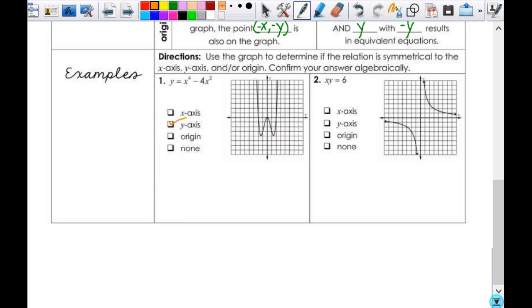So then we have to confirm this algebraically. If it has y-axis symmetry, our algebraic test, what do I replace? Do I replace x or y? X, because in the y-axis it's the x that changes. So y is equal to negative x to the 4th minus 4 times negative x squared. Did I substitute all that in correctly? No, you got it. Yeah, I got to put the parentheses. The parentheses matter here because it means two different things. I'm replacing the x with a negative x, so I need my parentheses there. So negative x to the 4th power is what?